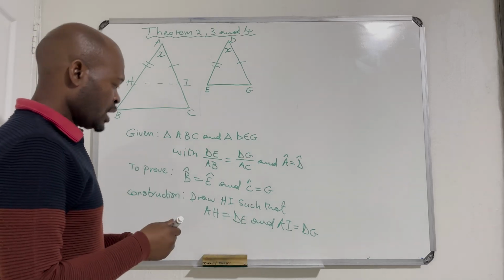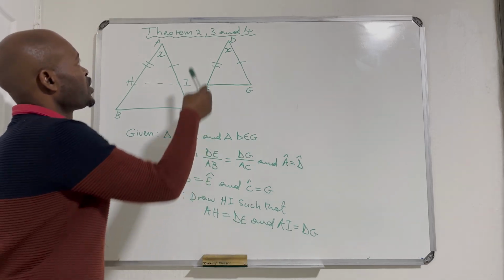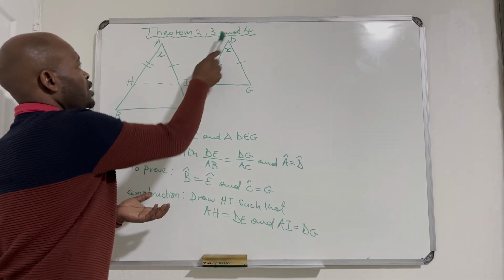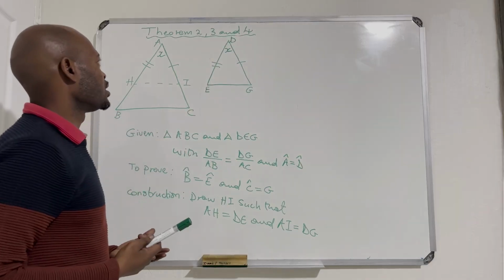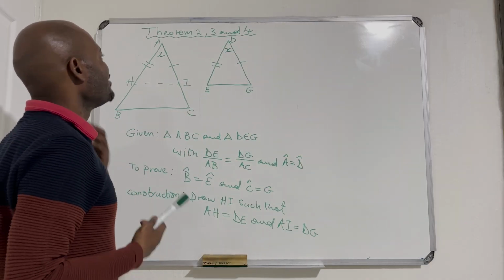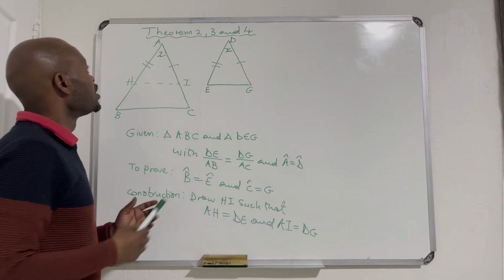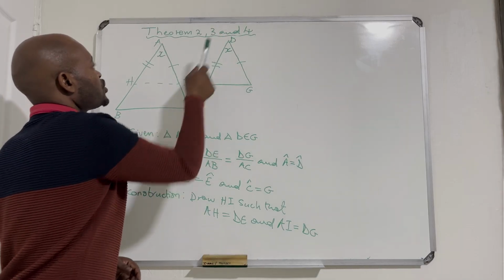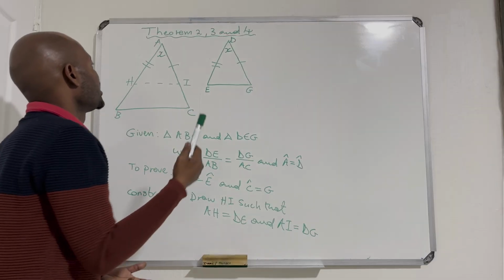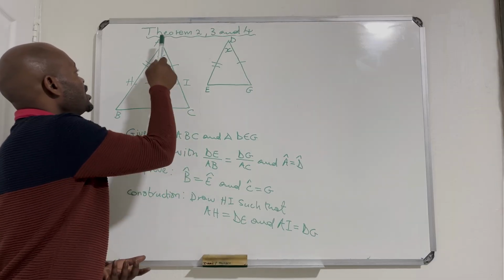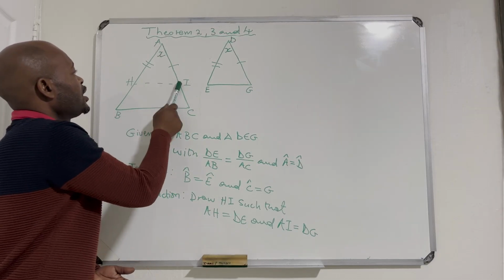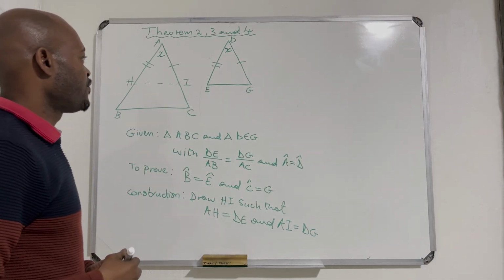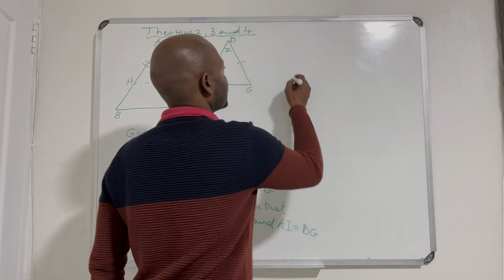Now, if you've noticed in theorem number 2 and 3, we needed to prove that this triangle is congruent to this triangle. And even with this proof, we still need to prove that this triangle is congruent to this triangle. By congruent, I'll repeat that it means that they are the same. So we need to prove that this triangle is the same as this triangle. They are congruent.